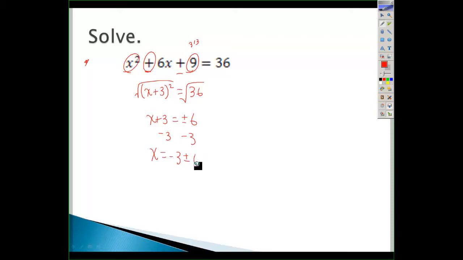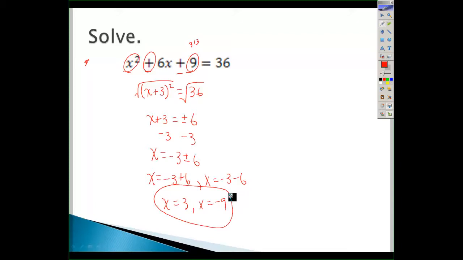Now remember, whatever you add to both sides is not behind the plus or minus, it's in front of the plus or minus. Okay, only what you took the square root of is a plus or minus. So really we have these two solutions, x equals -3 plus 6, x equals -3 minus 6. So I know x could equal 3, or x could equal -9. And these are my two solutions here.